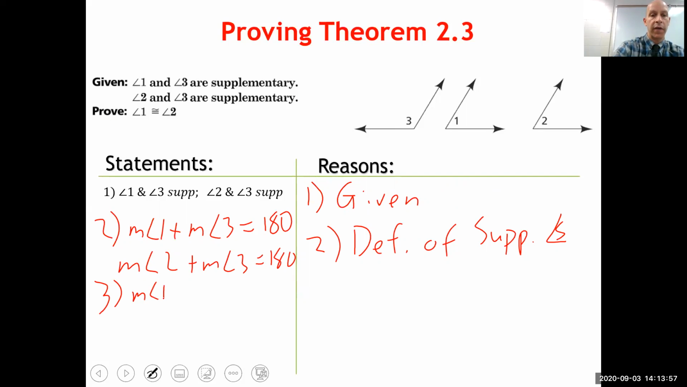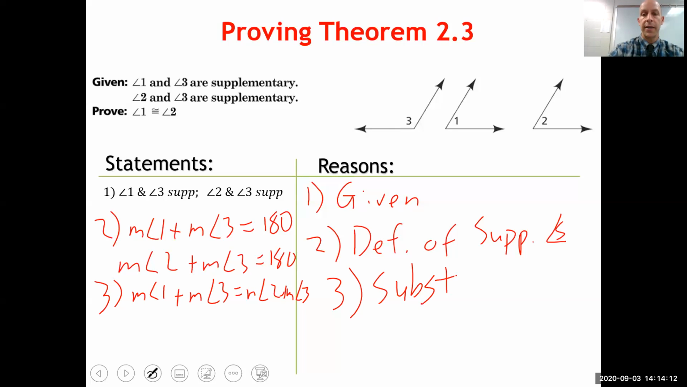So that means that the measure of angle 1 plus the measure of angle 3 has to equal the measure of angle 2 plus the measure of angle 3. So the reason for step 3, remember when I mentioned this earlier, is the substitution property. The substitution property of equality says that if two things are equal, then you can substitute them wherever. Measure of angle 1 plus measure of angle 3 is 180. The measure of angle 2 plus measure of angle 3 is 180. Therefore, those are equal.